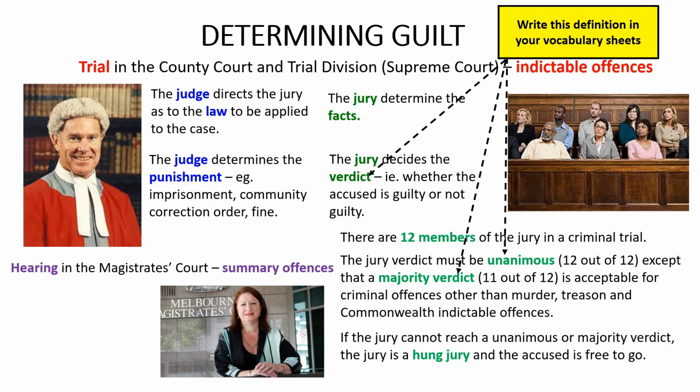Look down the left-hand side of your vocabulary sheets and find the term hung jury and write this definition in there. Because a hung jury has not found the accused to be guilty, the accused goes free. However, the jury has also not found the accused to be not guilty. Instead, the accused is in a kind of limbo because the jury has not decided that the accused is either guilty or not guilty. We only have a jury in a criminal trial held in the county court or the trial division of the Supreme Court.